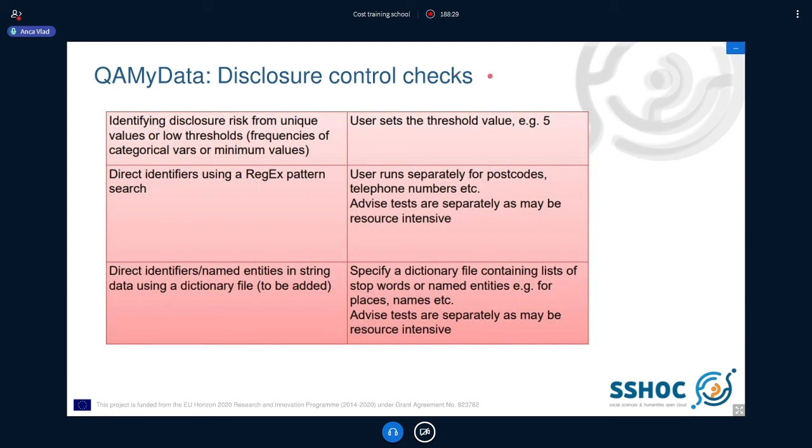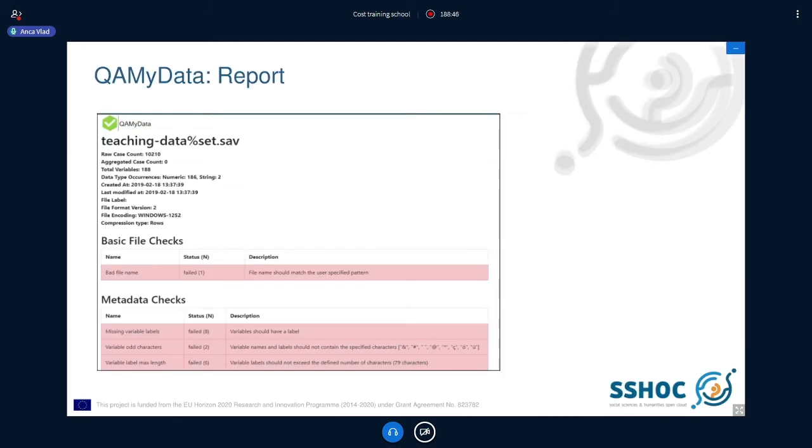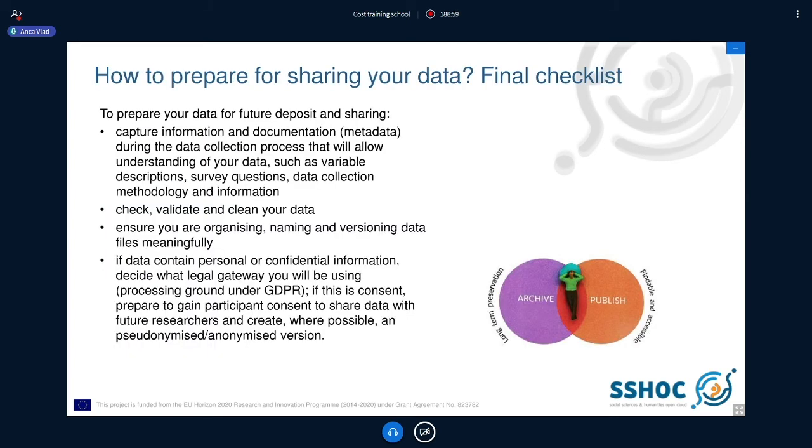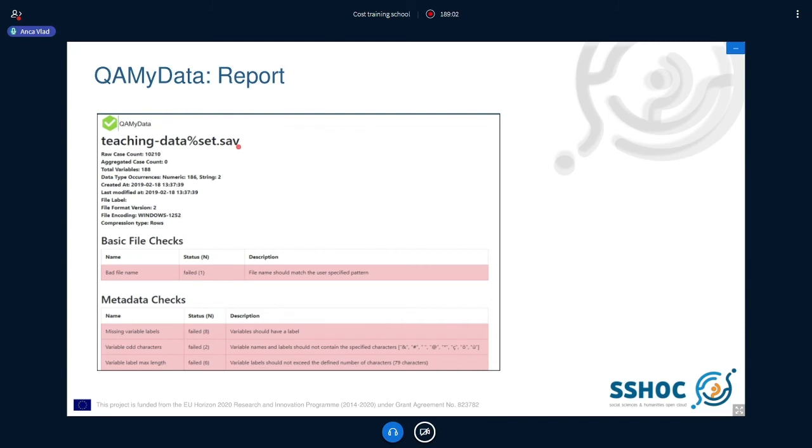And then we have disclosure control checks. So we would check for direct identifiers, so this would be personal information, using a regex pattern search. I think this is how the report would look, just a screenshot, but we will see how it looks in practice now that we will produce it during the demo. And we'll have a last slide with a final checklist. Okay, but we'll do the demo now.